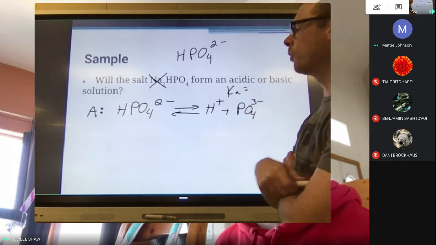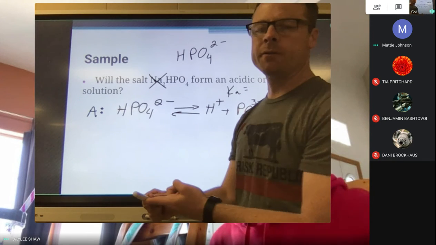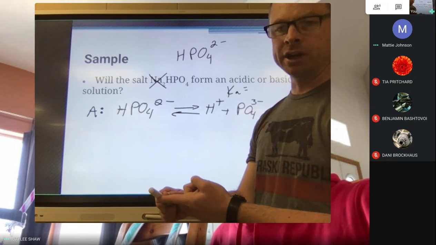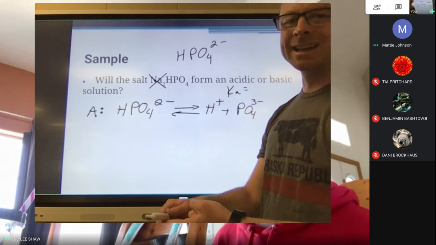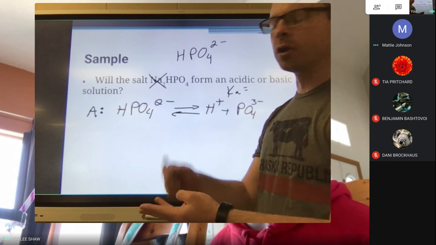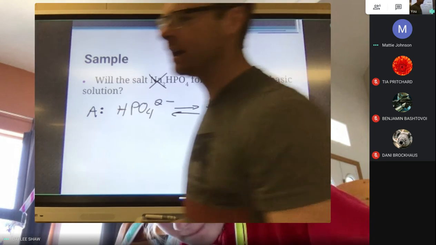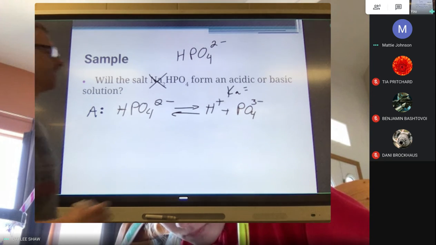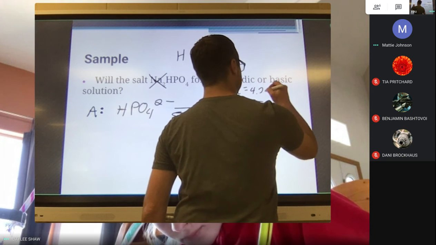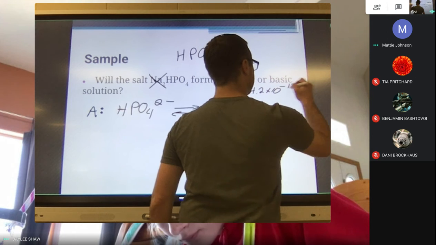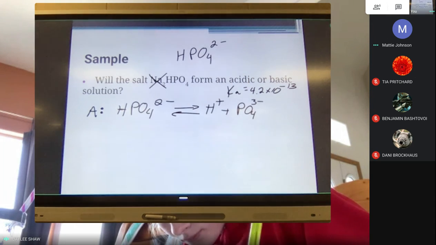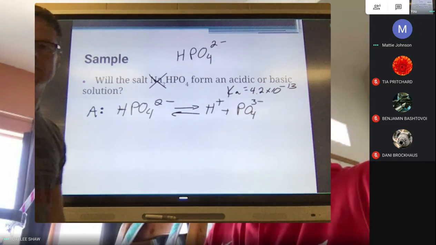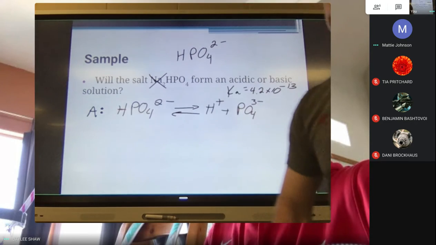The reason it's the third one is because the first one would be for the first H, that'd be H3. The second one would be for the second H, that'd be H2. And the third one would be for that one. So we're looking at 4.2 times 10 to the negative 13. Okay. There you go. Do we have any questions about that?